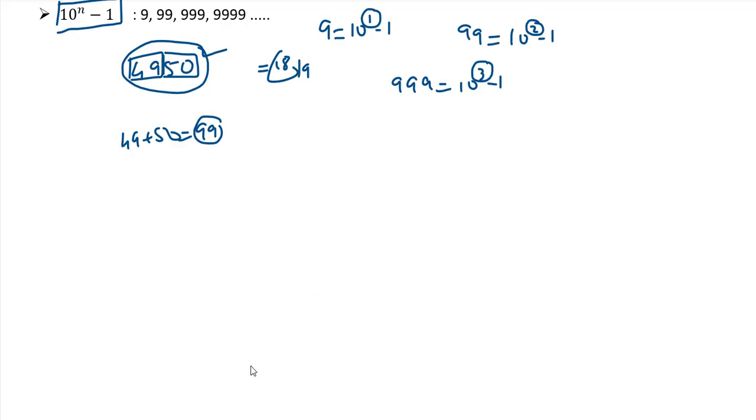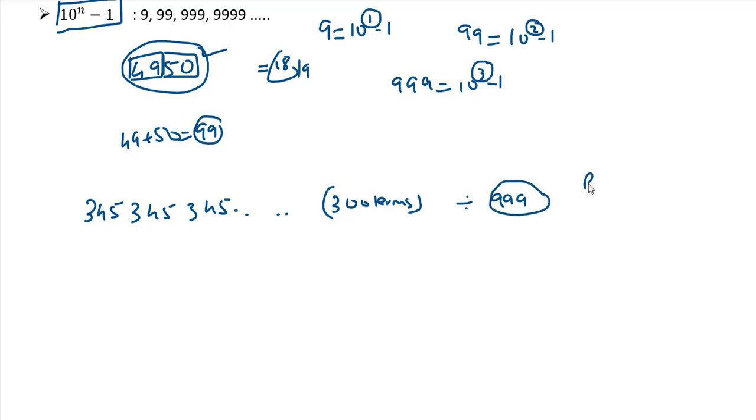Let us take one example. Suppose you want to find whether this number 3, 4, 5 up till 300 terms is divisible by 999 or not. If not, then what is the remainder? So how we will do this? Now since 999 is 10 cubed minus 1, we will take the digital sum by considering 3 digits at a time starting from the right hand side.